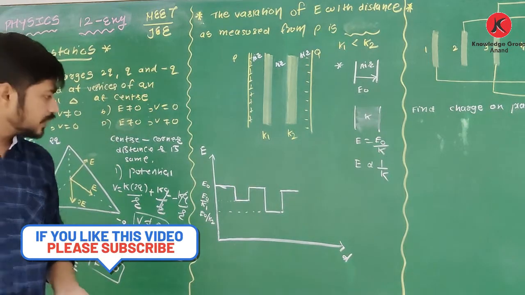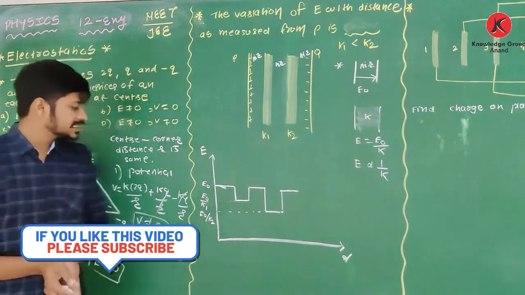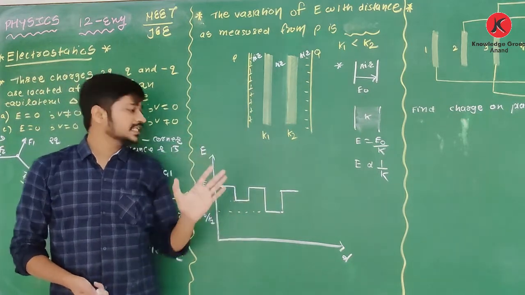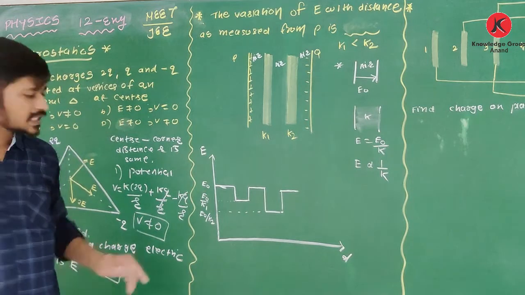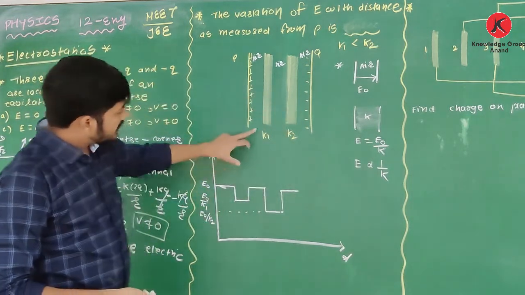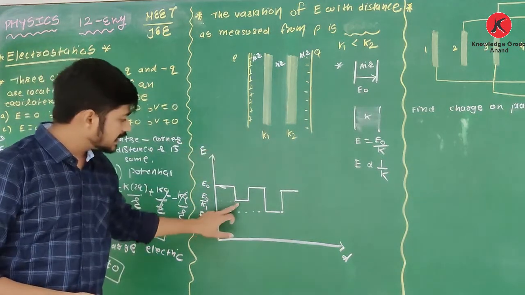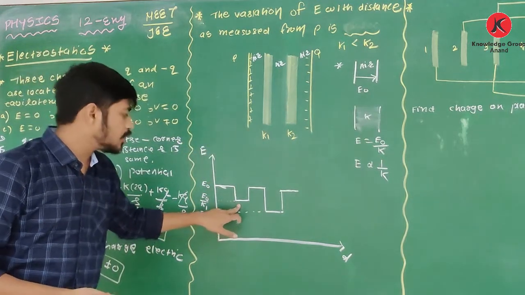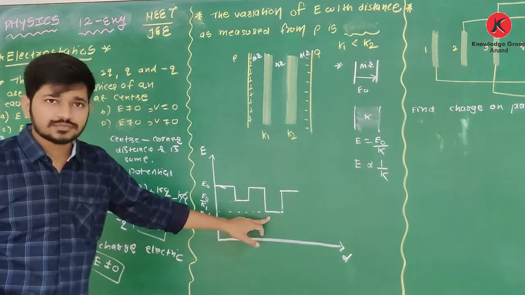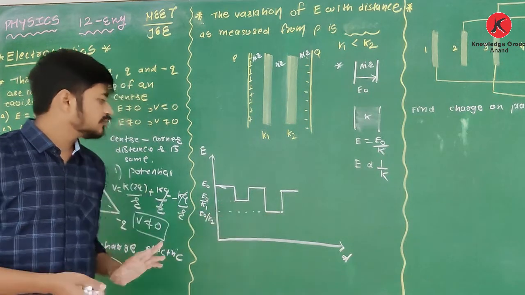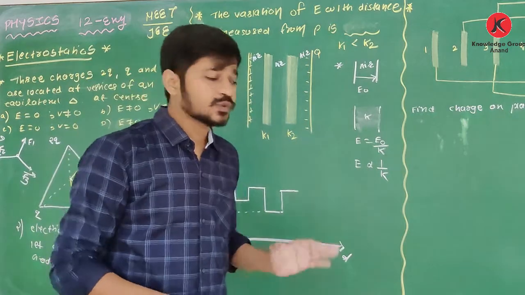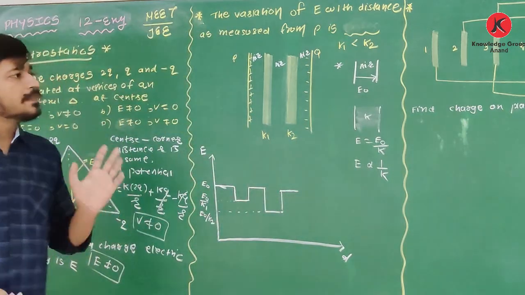Clear about this? So yes, it is the graph of electric field versus distance when two dielectrics are placed as shown in the figure. In this region it is air. In this region, as a dielectric is placed, its electric field decreases to E0 upon K1. In this case, as its dielectric constant is more, the electric field will be less, so it is E0 upon K2. So yes, it is the variation of electric field versus distance. One graphical question. Okay.